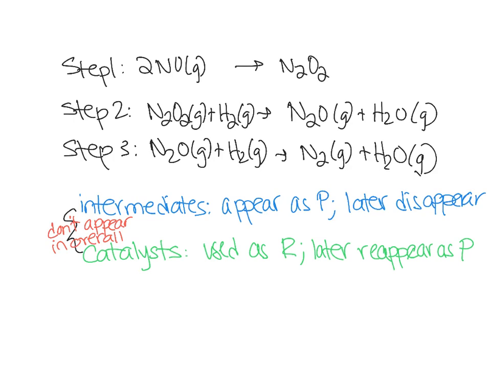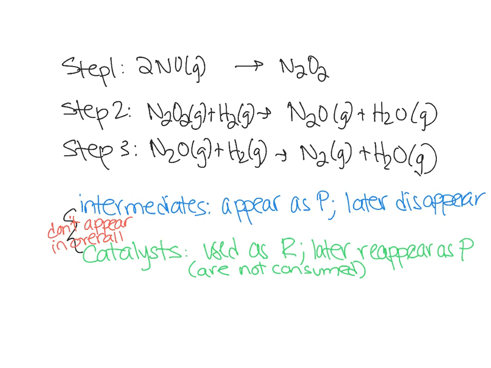The difference comes in which ones they are. So intermediates show up and go away again. Catalysts go in and come out again. Catalysts are not consumed, right? That's another way to think about catalysts. Whereas intermediates are produced and then consumed.